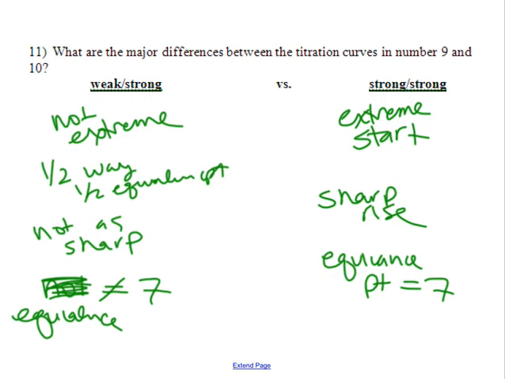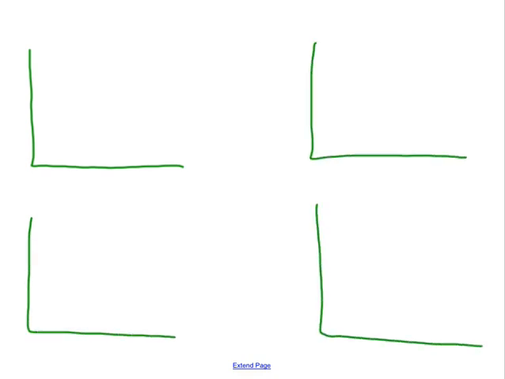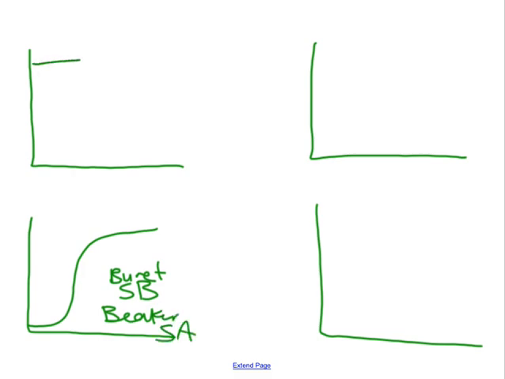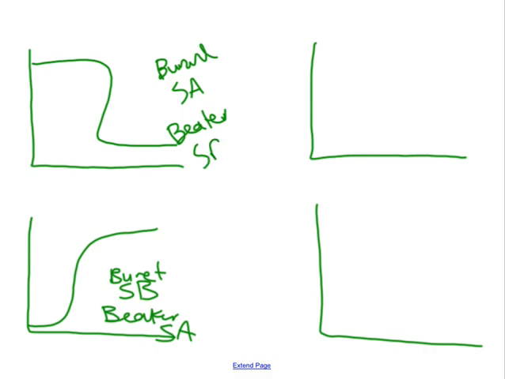Let me just show you real quick the different kinds of curves now. You should be able to look at a curve and tell me what combination you're using. So there's 4 different options. If I were to have this, what's in the burette? Base, strong base. In the beaker, strong acid. What if I have this? What's in the burette? Beaker. Okay. What if I have this? That's a horrible curve, but you get it. What's in the burette?